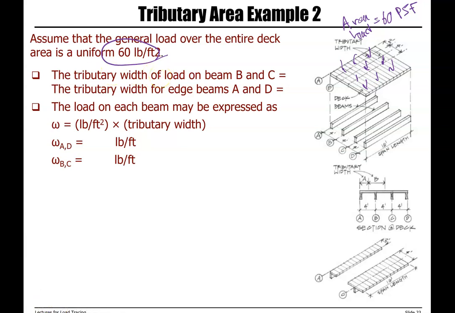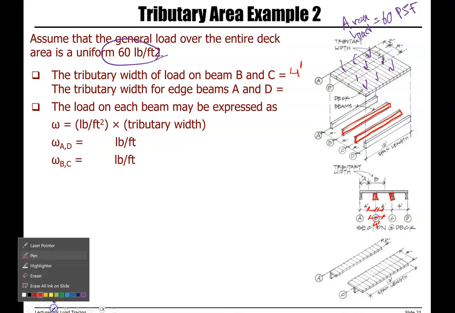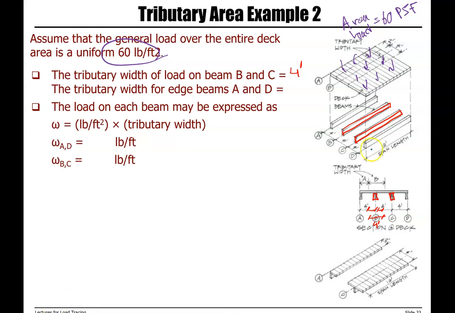Tributary width of load on beams B and C, where we have two adjacent members. So tributary width is 4 feet. And tributary width for load on beams A and D, where we have one adjacent member. So tributary width is 2 feet.